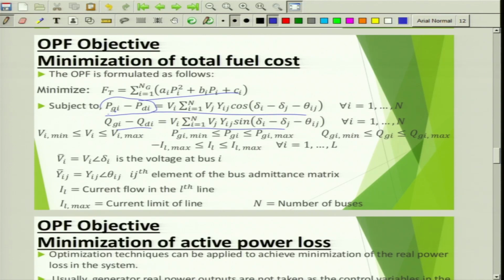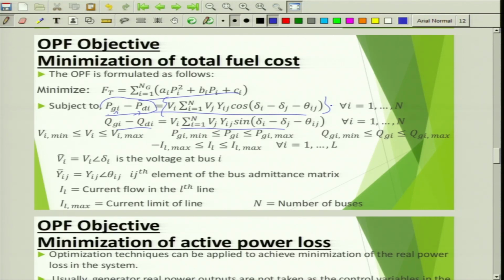this is generation at bus number i, and there will also be some local load, that means this is a local demand. So the generation at that specific bus subtracted by the demand at that specific bus is the net amount of power that the particular generator is injecting into the network, and that is expressed as this one, Vi Vj Yij cos(delta i minus delta j minus theta ij).